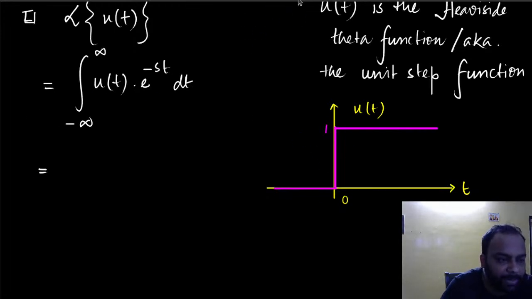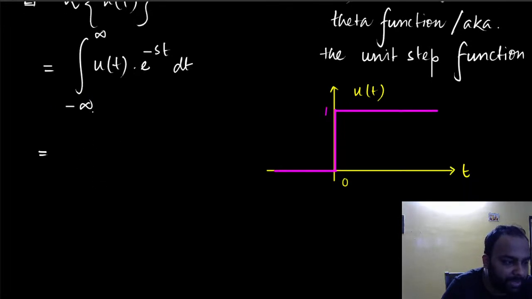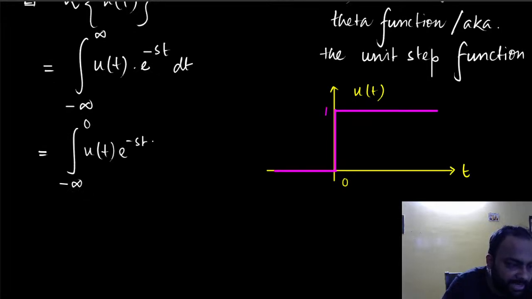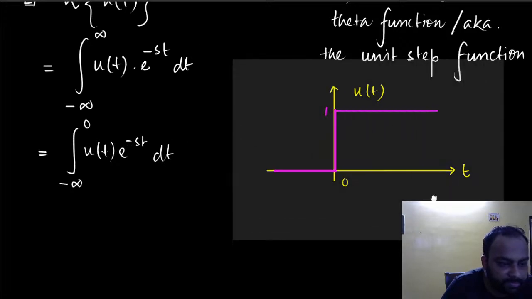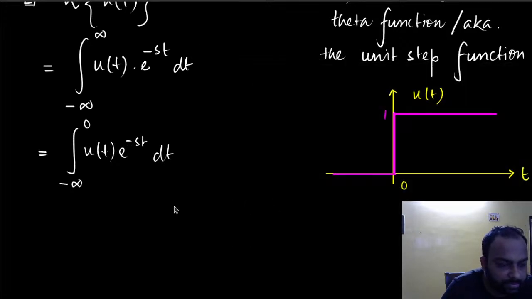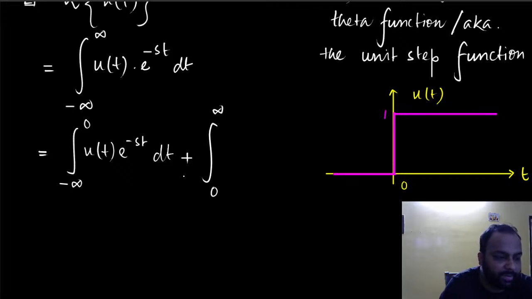So if I split this integral into two possible limits, I can integrate from minus infinity to 0 of u(t) e to the power minus st dt, and then plus integration from 0 to infinity. So we are just splitting the limit into two possible limits here.